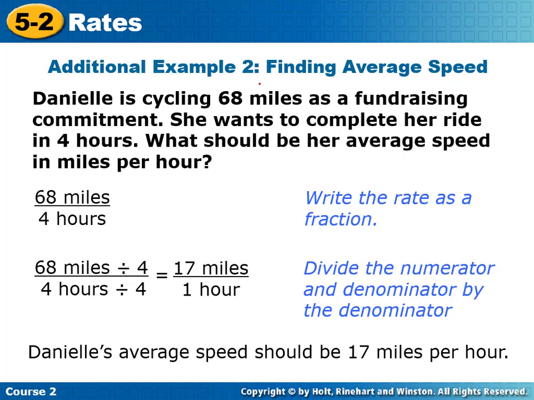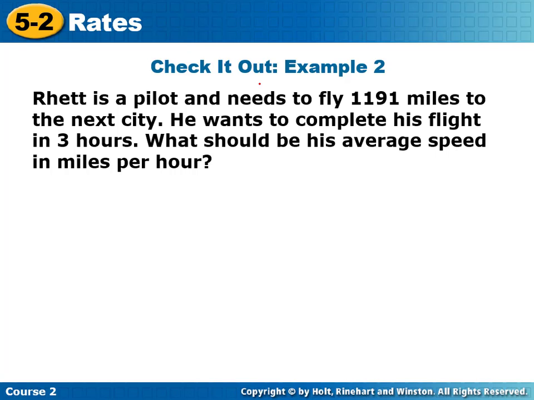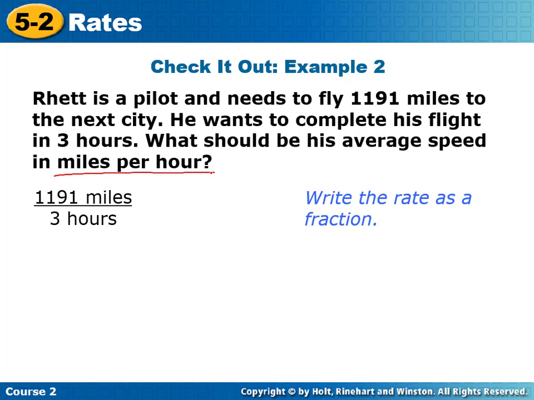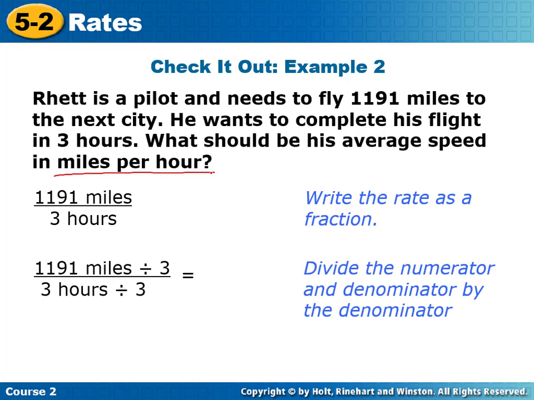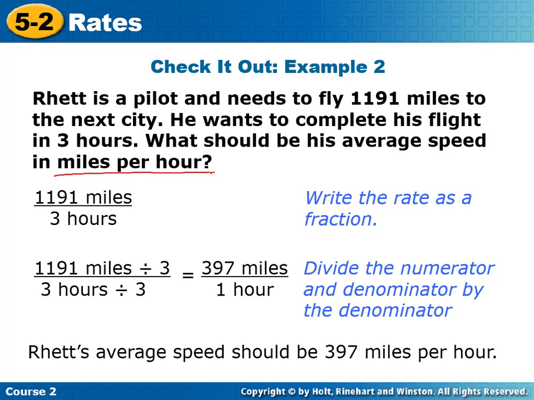Rhett is a pilot and needs to fly 1,191 miles to the next city. He wants to complete his flight in 3 hours. What should be his average speed in miles per hour? In this one, we do the same exact problem. We look at our ratio, and it says in words what it needs to look like: miles per hour. So that is miles divided by hours. We write the rate as 1,191 miles in 3 hours. We divide both top and bottom by 3, and we find out that he needs to travel 397 miles per hour in order to meet his goal.